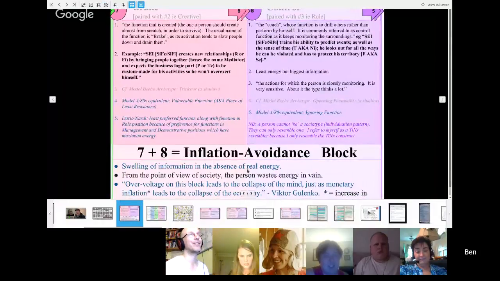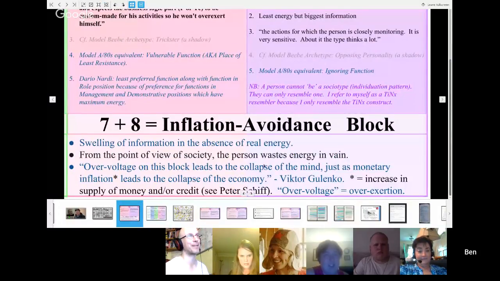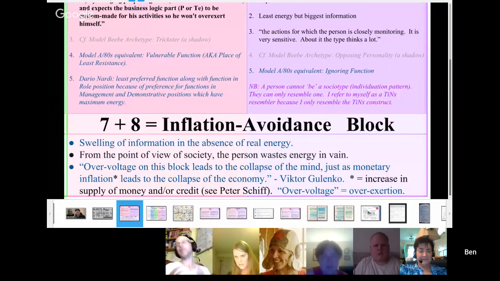Look at a couple of INTPs here: Victor's put that overvoltage on this block leads to collapse of the mind, just as monetary inflation leads to collapse of the economy. And then I added a bit as well: increases in the supply of money and or credit. So we're both getting at the same thing, but in Victor's case, I know they had high inflation in Russia, with things increasing about 1,000 times in price. I don't know if they had that in Ukraine as well.